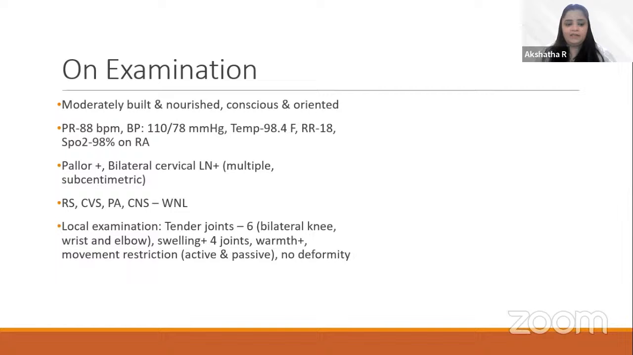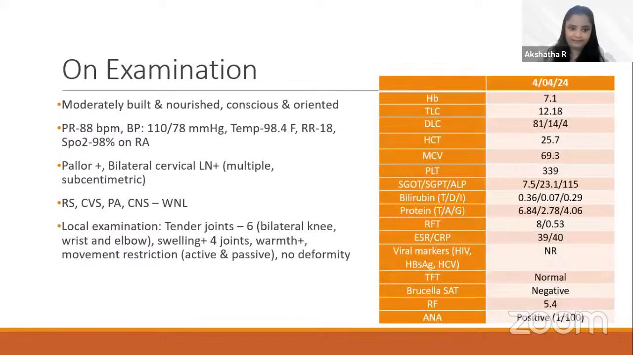The systemic examination was non-revealing, and on local examination there are tender joints. All the 6 joints which were affected, that is the bilateral knee, wrist, as well as the elbow joints, are tender. There is swelling present in the bilateral knee and the wrist, and there is warmth, with movement restriction, both active and passive, but there are no deformities.